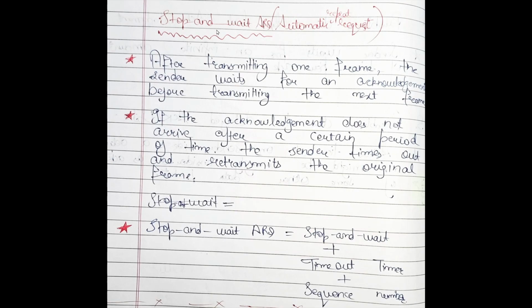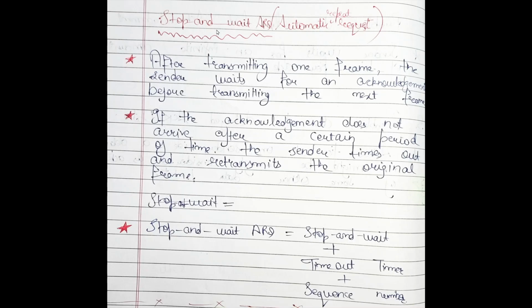Now coming to stop and wait ARQ. ARQ here stands for automatic repeat request. After transmitting one frame, the sender waits for an acknowledgement before transmitting the next frame. That is also the same in the previous one, right? The difference here is, if the acknowledgement doesn't arrive after a certain period of time, the sender times out and retransmits the original frame. So this is the change. Suppose you did send the data, however you are not receiving an acknowledgement. You assume that the data packet might have been lost on the way, so you will be retransmitting it after a certain period of time.